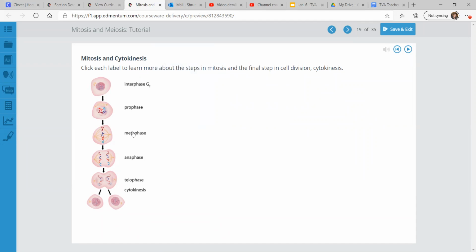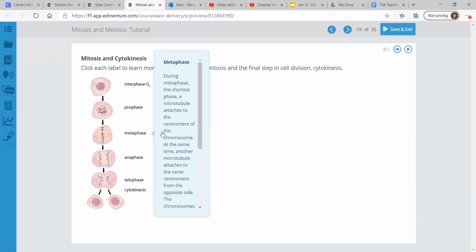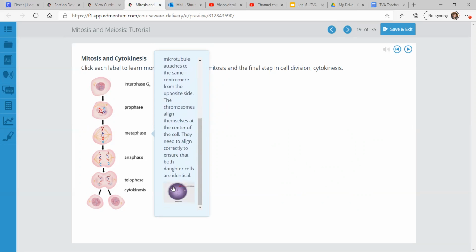So interphase G2 into prophase into metaphase. And here we have a really short phase. A microtubule attaches to the centromere of the chromosome. At the same time, another microtubule attaches to the same centromere from the opposite side. The chromosomes align themselves at the center of the cell, and they need to align correctly to ensure that both daughter cells are exactly identical.